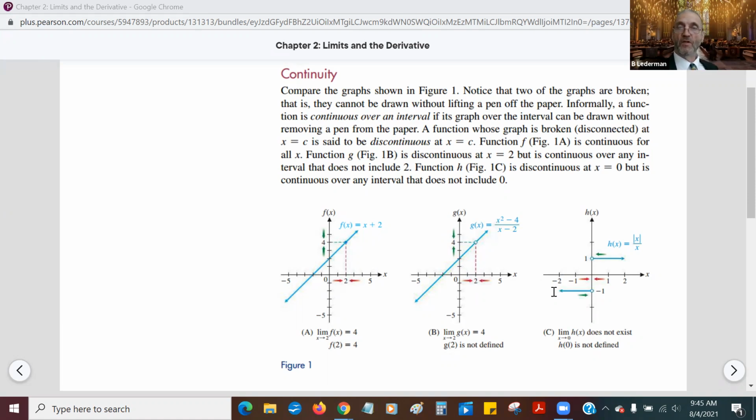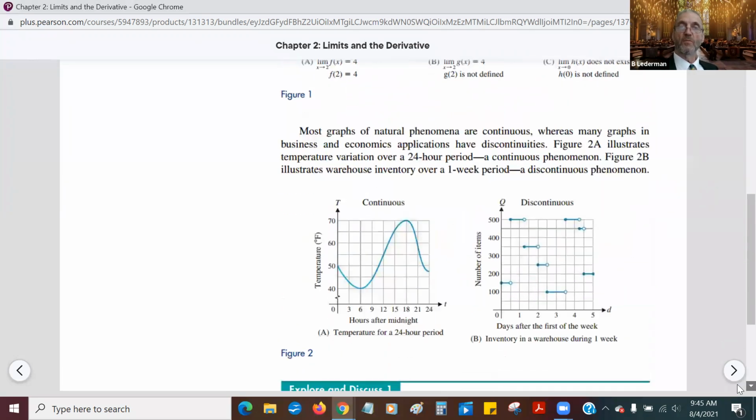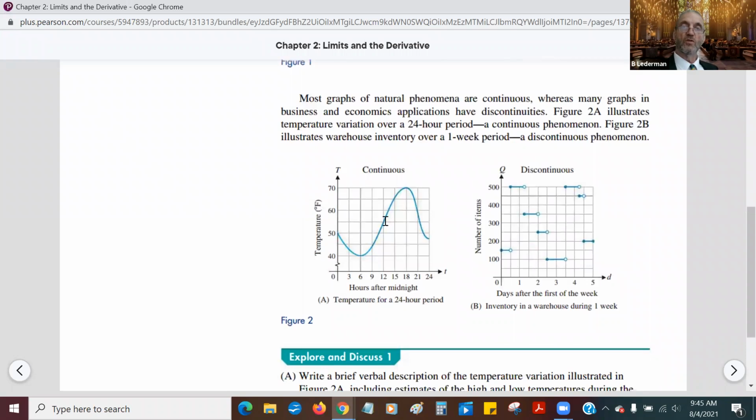And here we have a function they call a step function. It's continuous down here, and then it jumps, and now it's continuous up here, but it's not continuous when x equals 0. So that's a very simple continuity. And of course, here's another example. This function is continuous because I don't have to take my pencil off the paper. This is clearly discontinuous because it jumps here, jumps there, jumps there, just jumping all over the place.